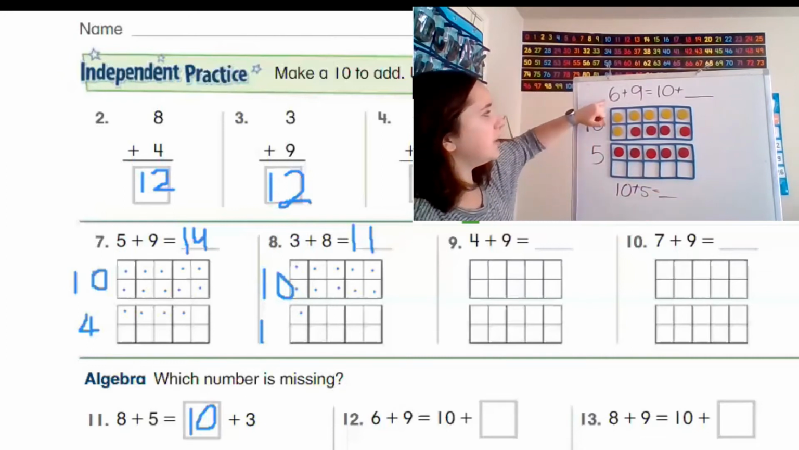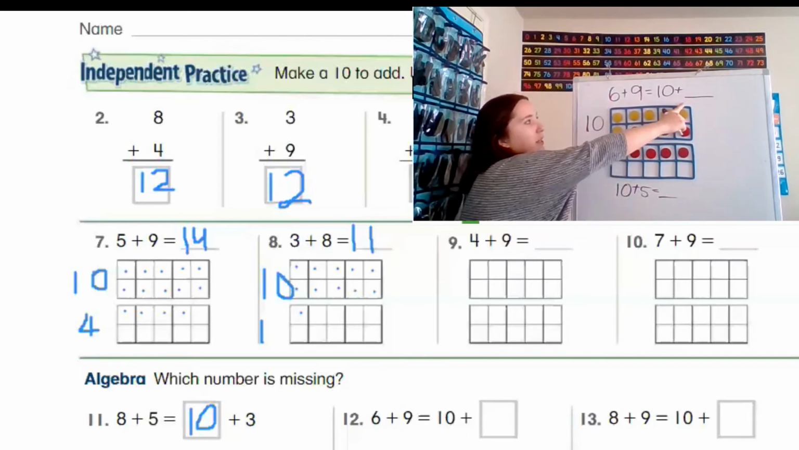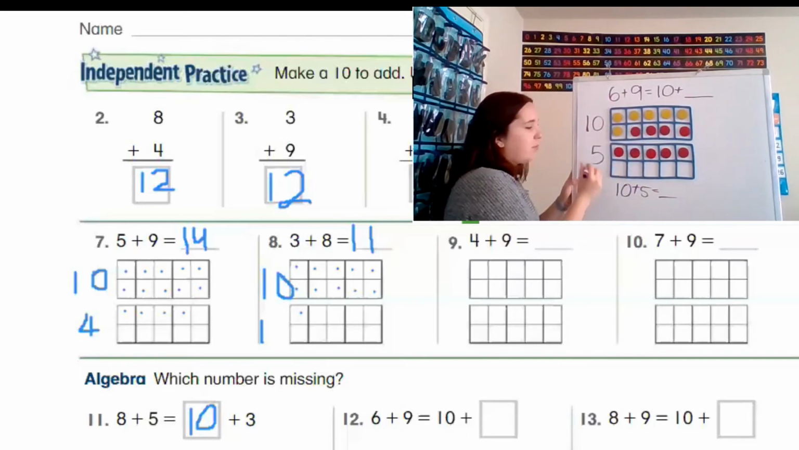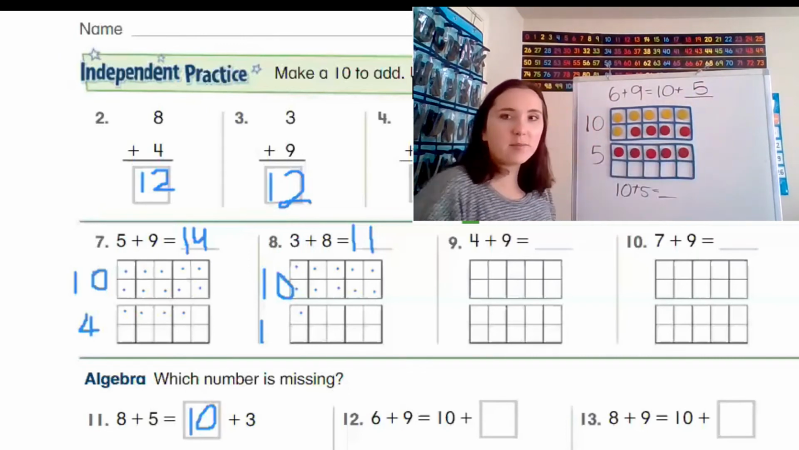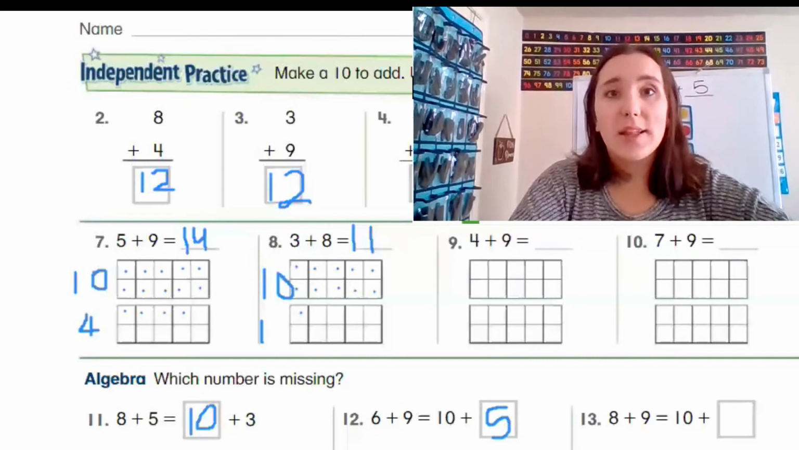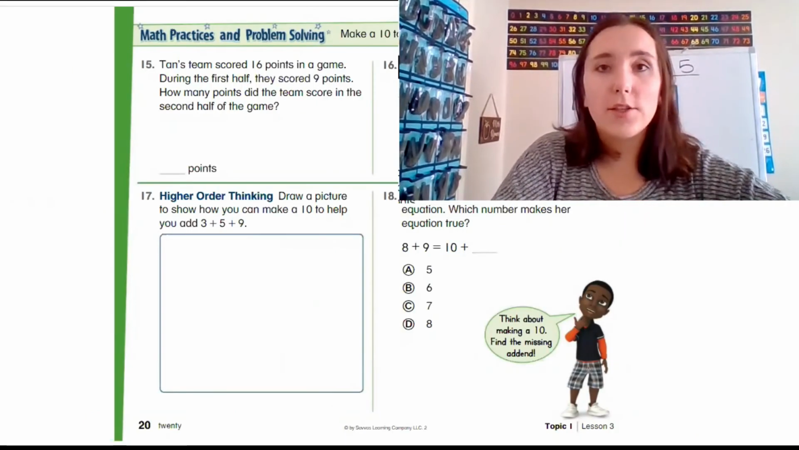So if 6 plus 9 equals 10 plus something, it's going to equal 10 plus 5. Okay, so make sure you fill in the blank on your paper. Okay, let's turn the page and do one more problem together. Okay, let's look at number 15.